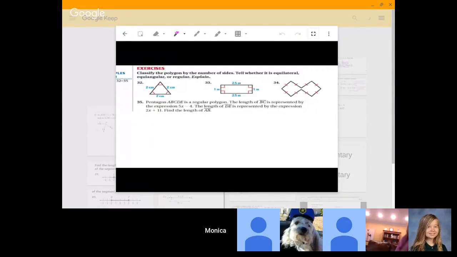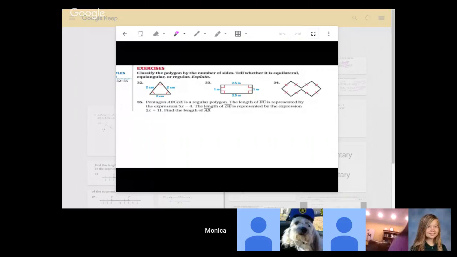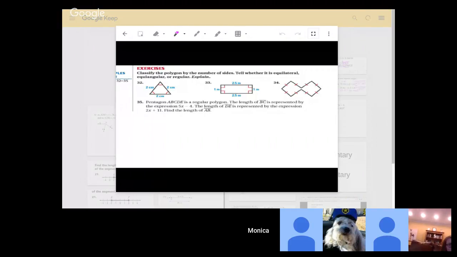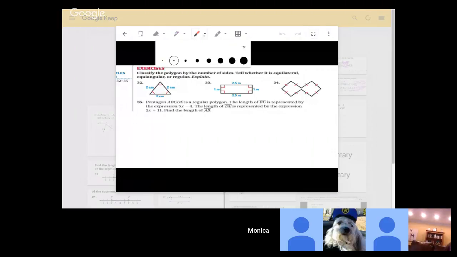35 says pentagon ABCDE is a regular polygon. The length of BC is represented by the expression 5x minus 4. The length of DE is represented by the expression 2x plus 11. And then find the length of AB. So if we read through the problem again, what stands out to me as a key term is going to be that it's, sorry, I'm trying to highlight that, but everything is off.